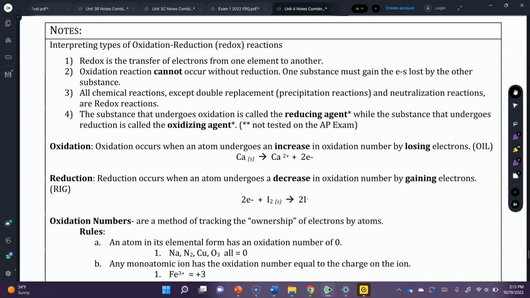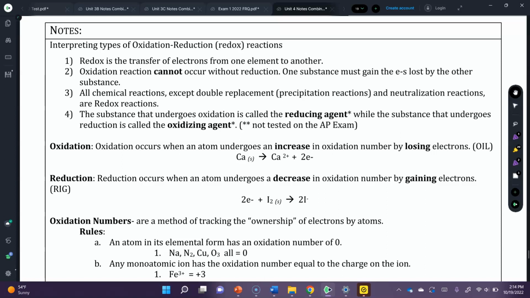Interpreting types of redox reactions. A redox reaction is the transfer of electrons from one element to another. Oxidation cannot occur without reduction. One substance must gain the electrons lost by another. All chemical reactions except double replacement, thus precipitation reactions and neutralization reactions, are redox reactions.